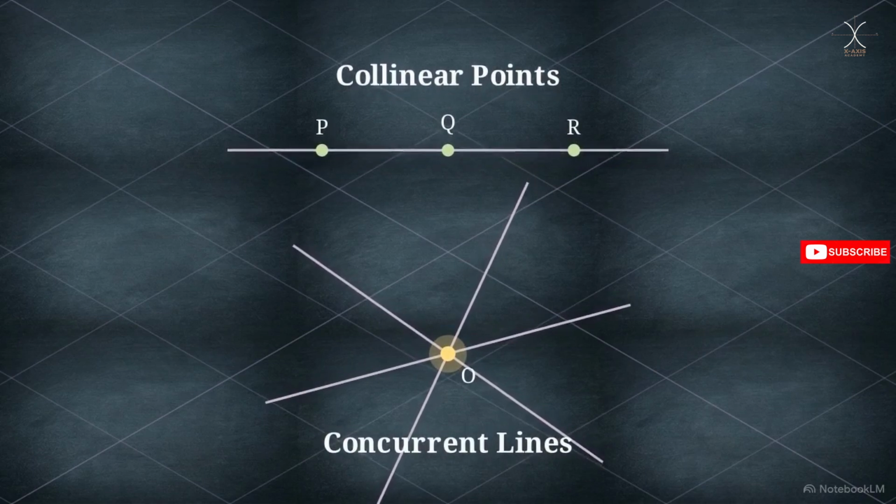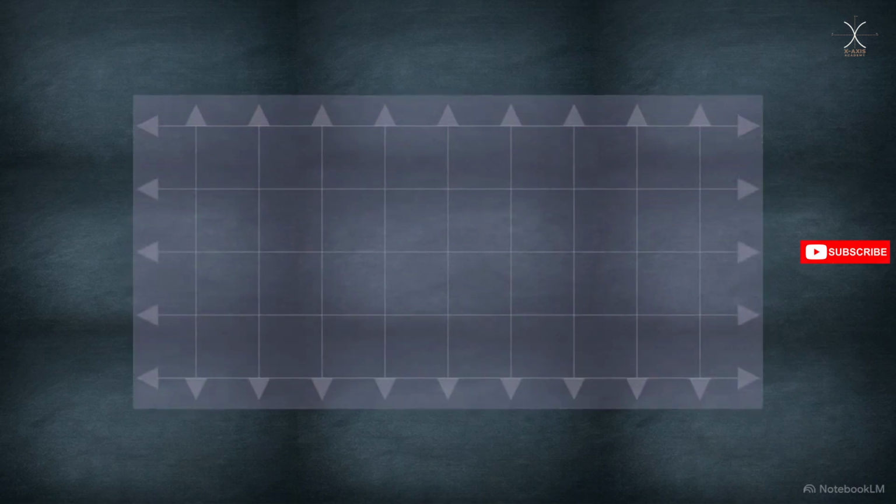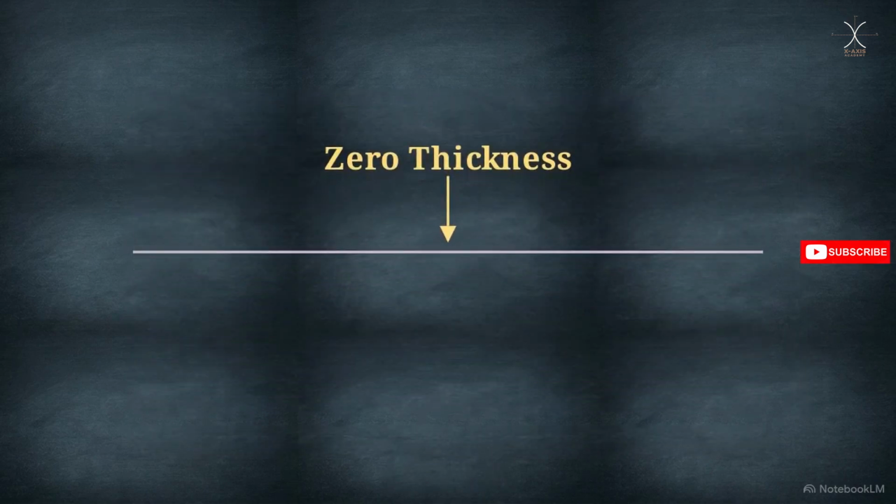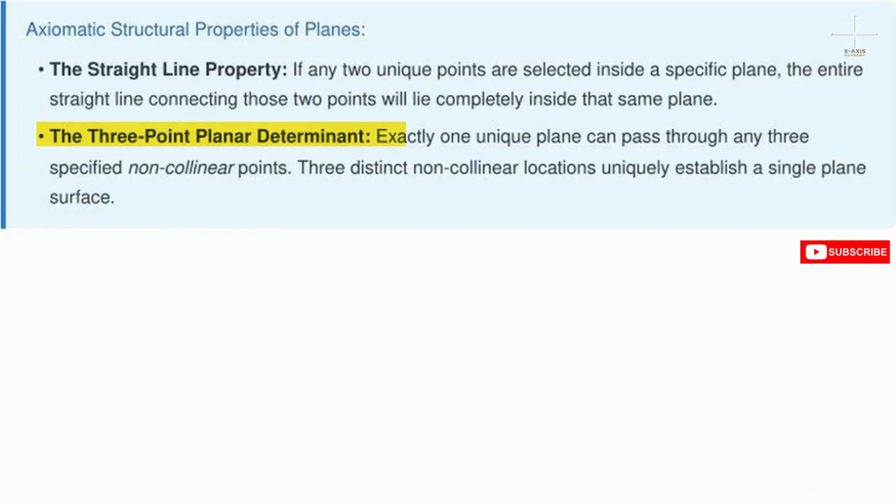Expanding into the second dimension creates a plane, an endlessly flat surface with length and width, but 0 thickness. To establish a single plane, we follow the 3-point planar determinant. This rule states that exactly one unique plane can pass through any 3 non-collinear points.